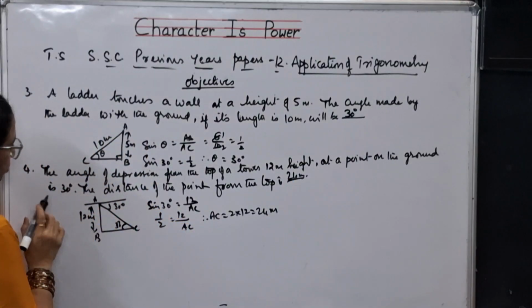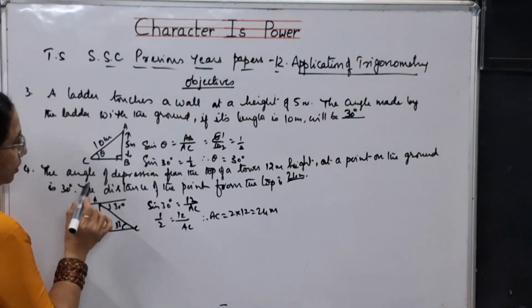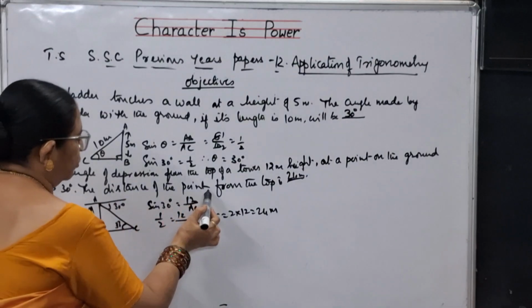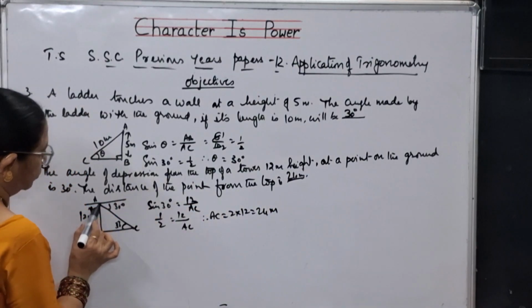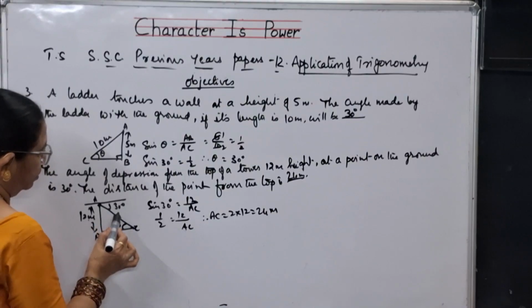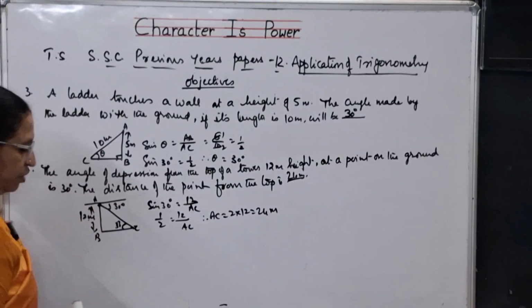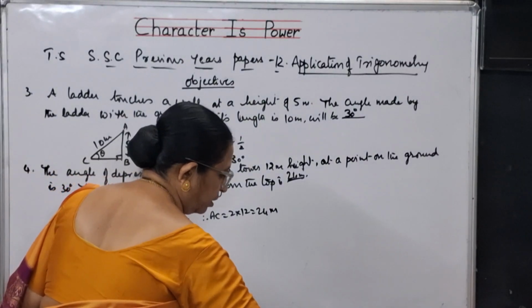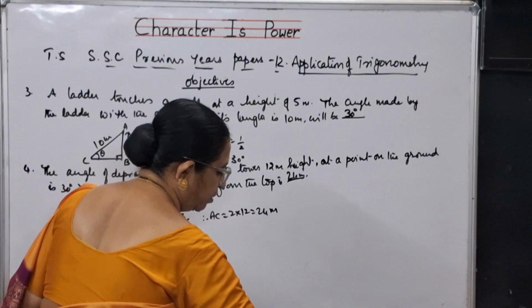The question is the distance of the point from the top. Top means from here to here, so here to here means hypotenuse. Opposite side by hypotenuse. So this is the fourth one, children.